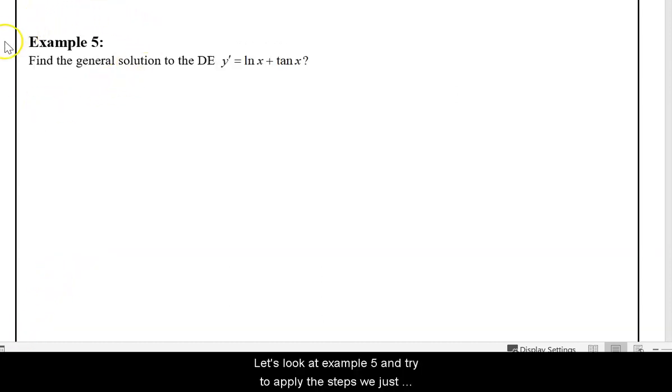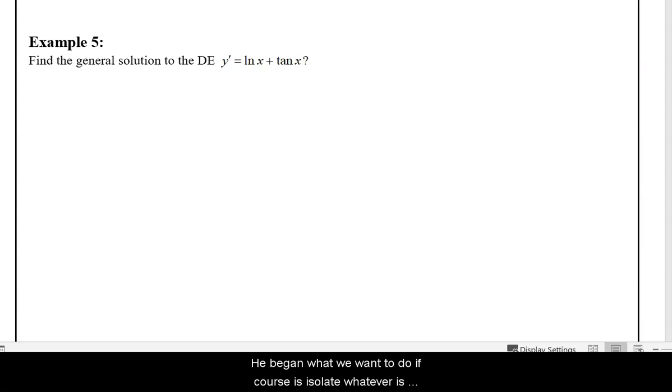Let's look at example 5 and try to apply the steps we just talked about to finding the general solution to this differential equation here. Now, I will warn you that this is very unusual. Typically, when we have a differential equation, we have more than just y prime. We typically have y prime, maybe y double prime. It's usually not this simple. In a differential equations class, you cannot expect to see things like this, except possibly on day 1.